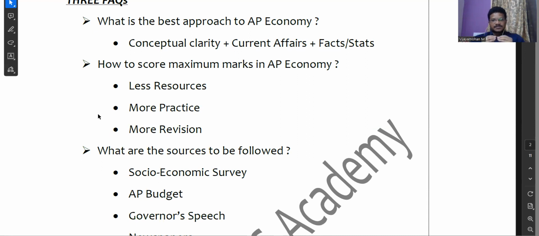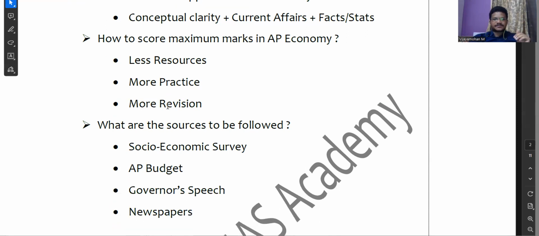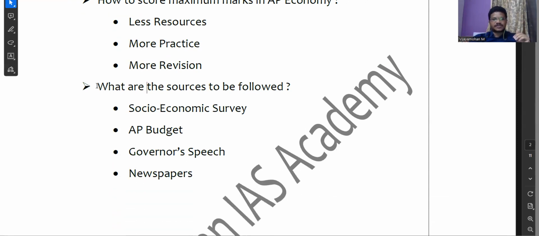To score maximum marks in AP economy, these are the three important aspects that you need to remember. And I'll tell you what the resources are in the end also, right? Now see what are the resources or sources to be followed. The basic and the ultimate source is the Socio-Economic Survey of Andhra Pradesh. It is a must, and it is like a Gita or Bible for whoever is preparing for the Group 2 examination, right?